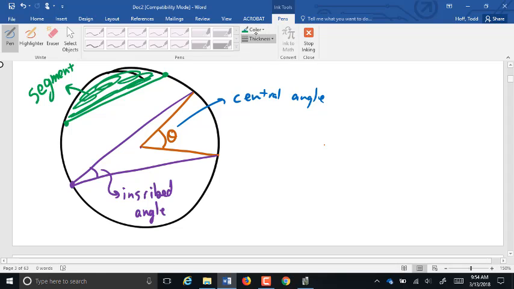Now, if you recall from last semester, the way we found the area of a segment, we had to find the area of the whole sector and then subtract out this triangle to get what was left. You couldn't calculate the area of the segment directly.